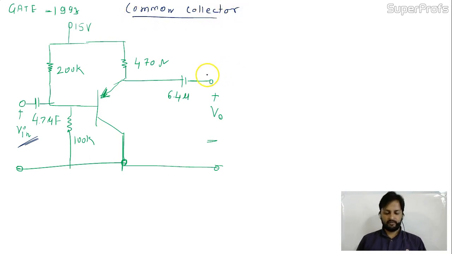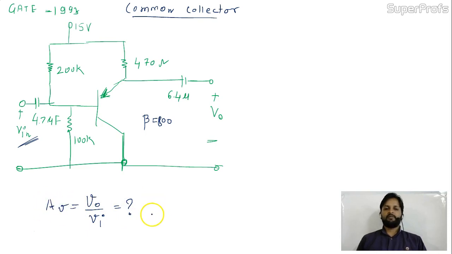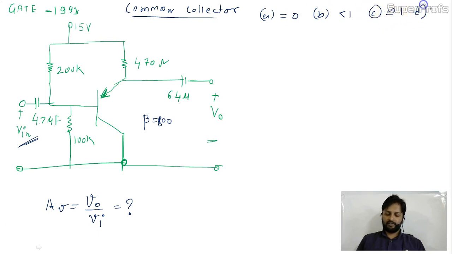It's common collector. Now the question is, for the amplifier circuit of the figure, the transistor has a beta of 800. A beta of 800 is given for this, very large. They're asking for the mid-band voltage gain V0 by Vi. Mid-band voltage gain, right? And the circuit is given. You have 4 options for this. A is 0. B is less than 1. C is nearly 1. And D is 800.